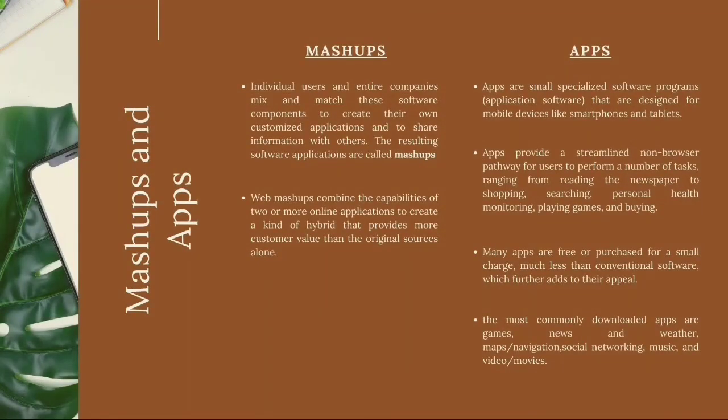Mashups and apps. The software we use for both personal and business tasks today may be composed of interchangeable components that integrate freely with other applications on the internet. Individual users and entire companies mix and match the software components to create their own customized applications and to share information with others. The resulting software applications are called mashups. Web mashups combine the capabilities of two or more online applications to create a kind of hybrid that provides more customer value than the original sources alone.